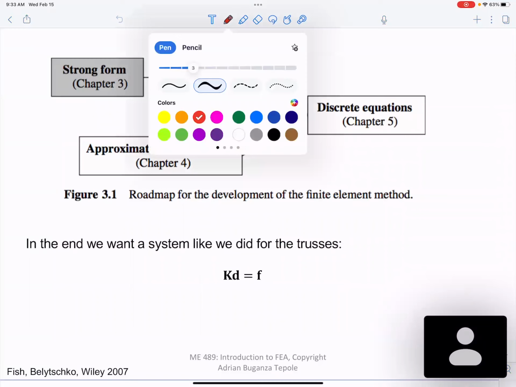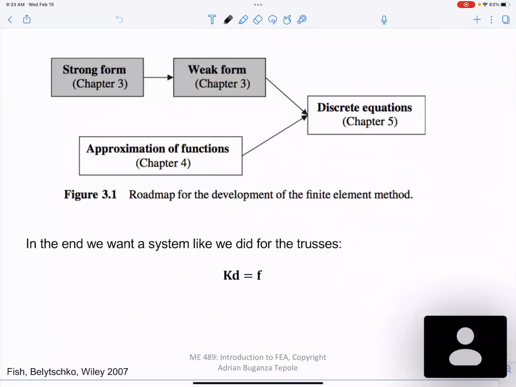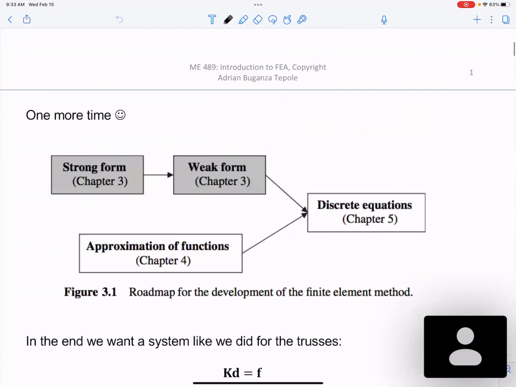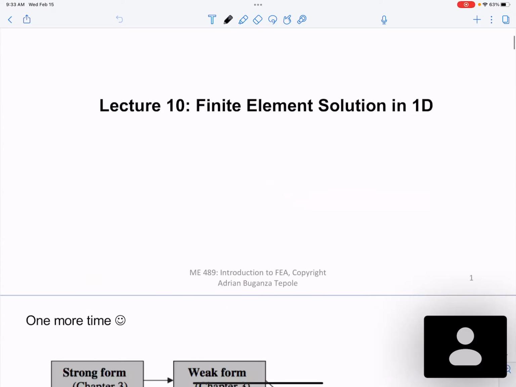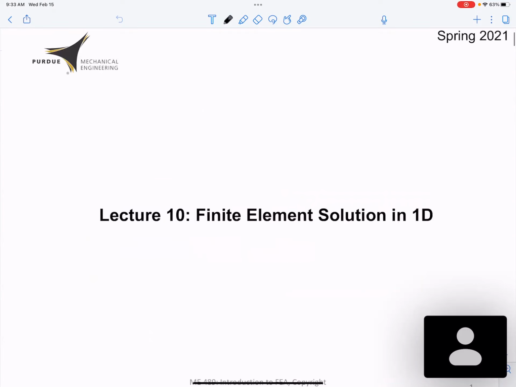How's everybody? Are you done with the homework? Homework 2 finished. Kind of. Where are you in the homework? Halfway through. Have you done the weak form part? Say yes. Okay. I'm a little bit behind.